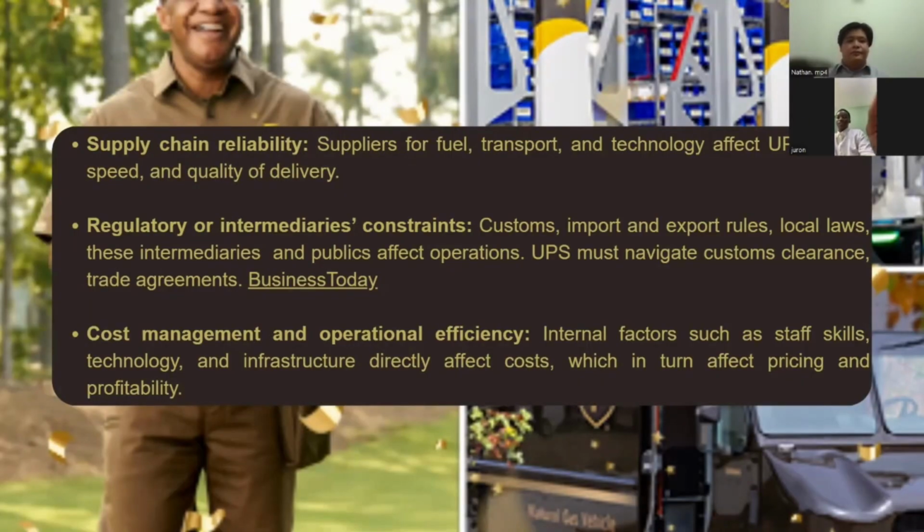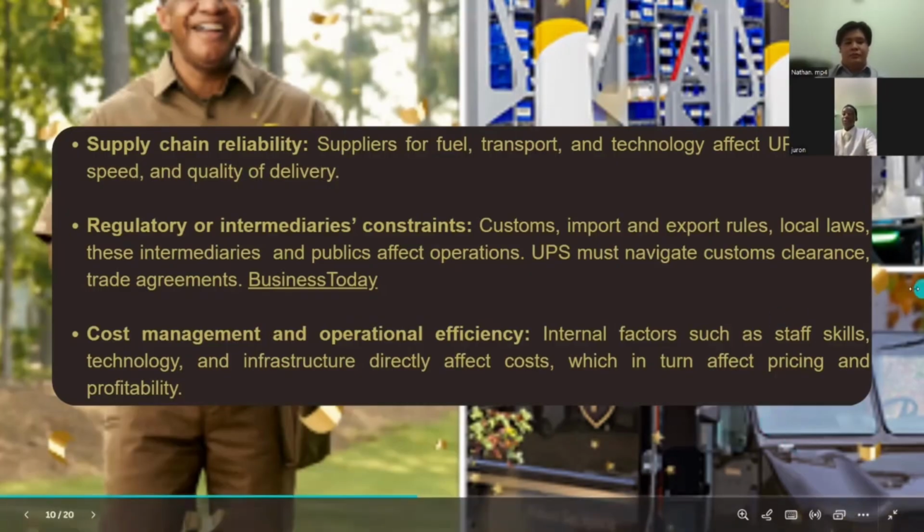Regulatory or intermediary constraints. Customs, import and export rules, and local laws, these intermediaries and publics affect operations. UPS must navigate customs clearance and trade agreements. Lastly is cost management and operational efficiency. Internal factors such as staff skills, technology, and infrastructure directly affect costs, which in turn affects pricing and profitability.